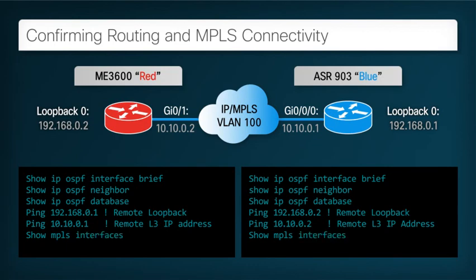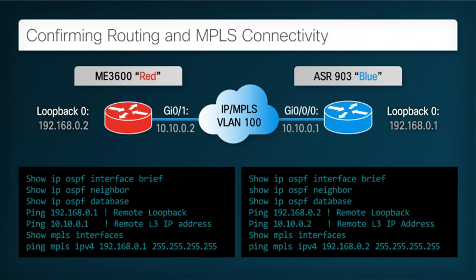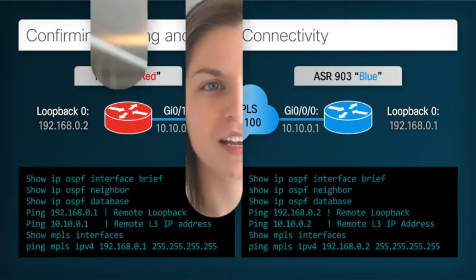Finally, we confirm that the MPLS is running correctly. Here, we're simply looking to see that the MPLS is running on the loopback 0 interface and that we can ping the other MPLS router. Now we have back-to-back connectivity between the nodes at Layer 2, Layer 3, and MPLS. The next video will take us through the steps of configuring the clocking and synchronization.